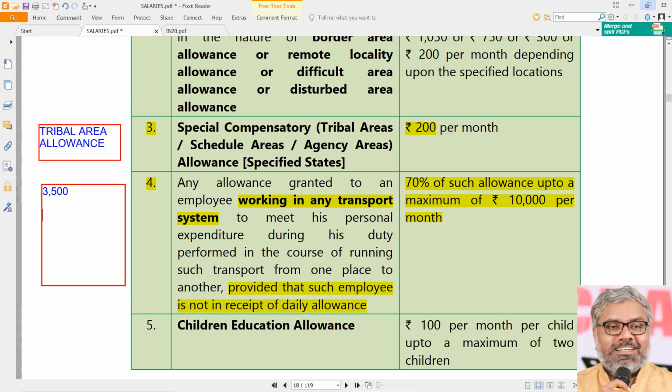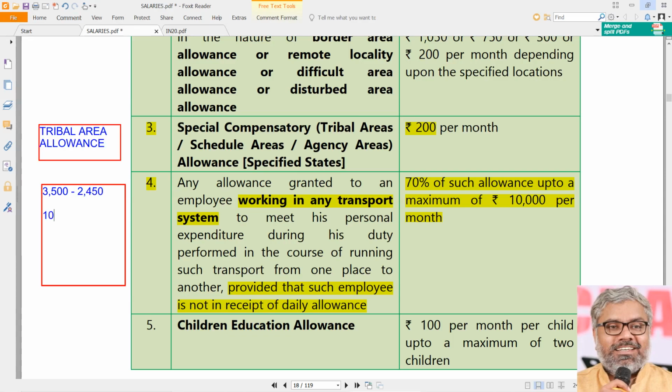People will think 3,500 is exempt because it is less than 10,000. No, sir. 3,500 is not exempt. Only 70% of that is exempt, which means only 2,450 is exempt. The remainder becomes taxable. So understand the difference.